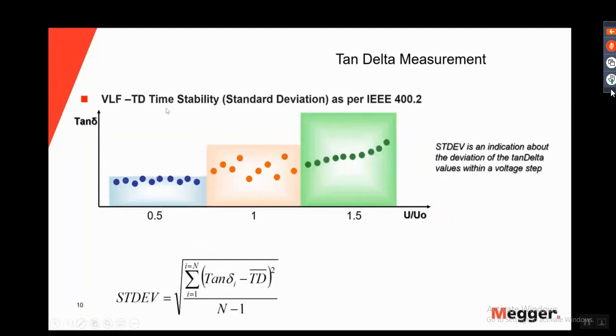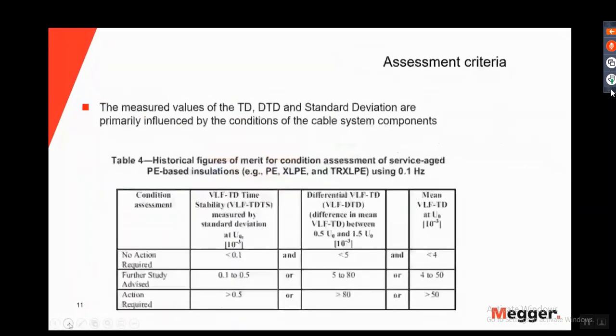And then VLF tan delta time stability, for the standard deviation, is the difference between each measurement, all 10 in between each step, as a standard deviation. As you can see on the scale, as we go up, this standard deviation is higher, and so on and so forth. The assessment criteria: the measured values of the TD, DTD, and standard deviation are primarily influenced by the conditions of the cable system components.